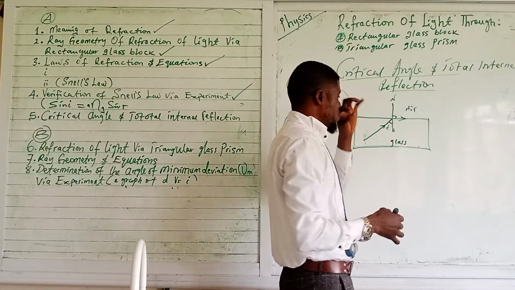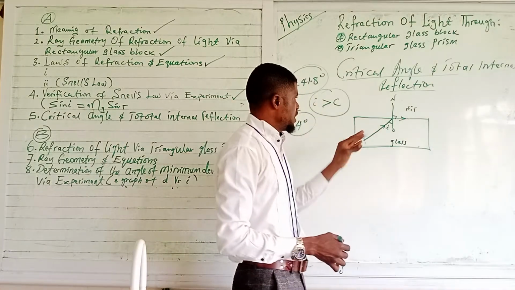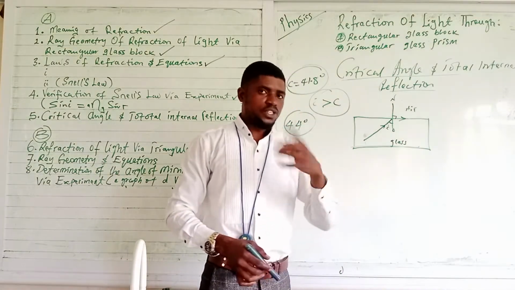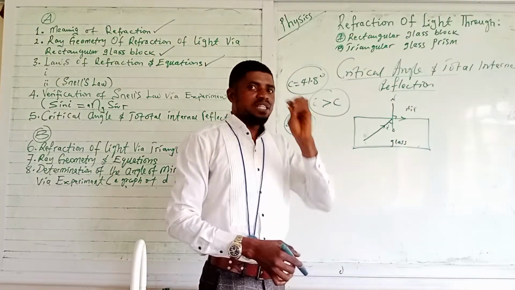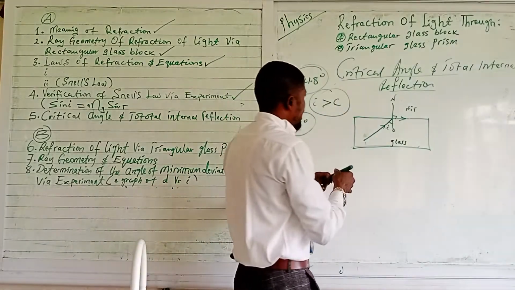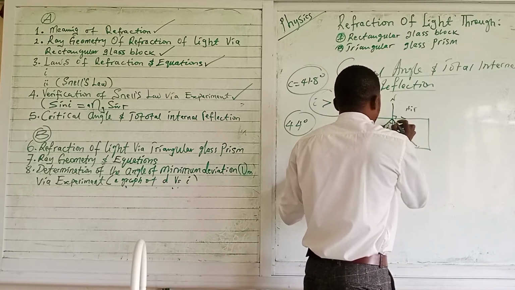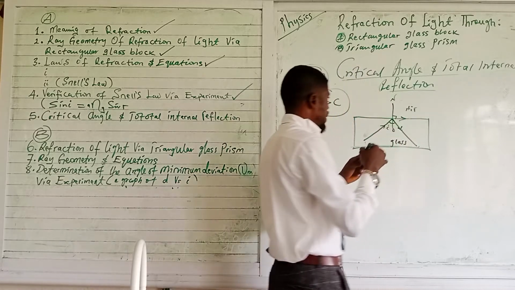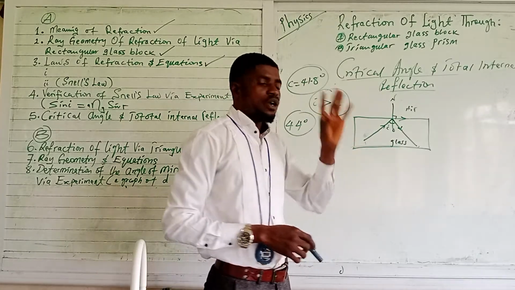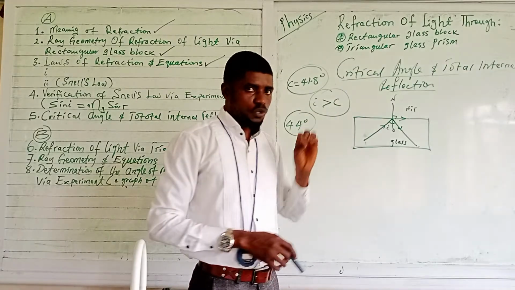Total internal reflection will occur on different surfaces depending on their nature. So maybe for this particular glass, total internal reflection may occur at 45 degrees, 46 degrees, or 47 degrees. But that angle must exceed the critical angle. So when that happens, the glass will now become like the plane mirror surface, and it will behave like the plane mirror, and all the laws of reflection will be applied to it.